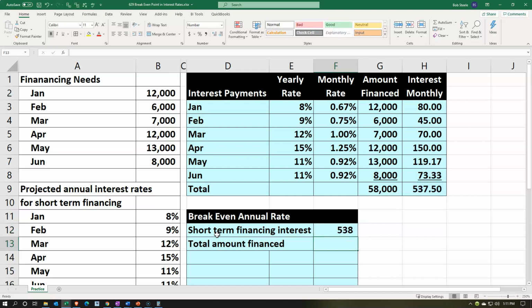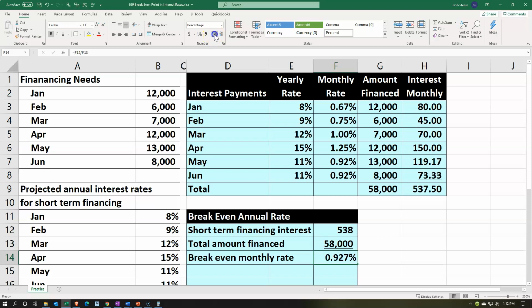Okay, and then we're going to take the total amount financed, which was, at the end of the day, the 58,000. So if I put an underline here, Home tab, Font group, and underline, that's going to give us the break-even monthly rate. Let's divide this out. This is going to be equal to the 538 divided by the 58,000. I'm going to percentify this, going to the Home tab, Numbers group, adding a few decimals. We could keep on going. I'm going to stop at 2 for the 0.93.